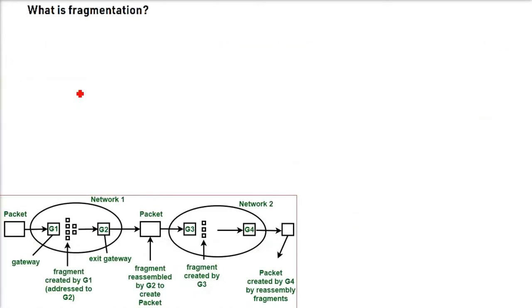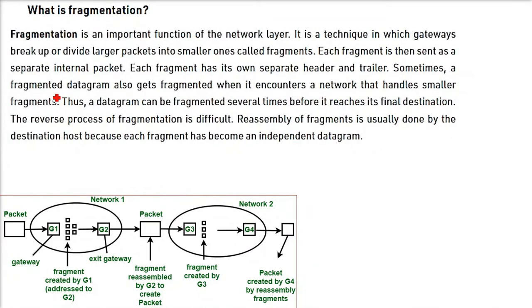What is fragmentation? Fragmentation means you take a big piece and divide it into smaller pieces or fragments. I'll tell you about the diagram, but let me tell you that fragmentation is an important function of the network layer. So it is a network layer process. It is a technique in which the gateways or the systems break up or divide large packets into smaller ones, and these are called fragments. Bigger packet into smaller fragments: this is called fragmentation. Each fragment is then sent as a separate internet packet.